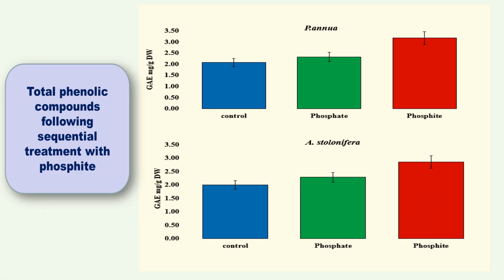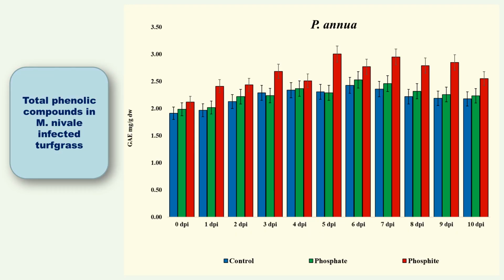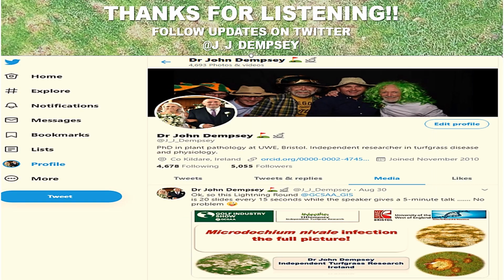What we also did then was we treated turf grasses sequentially with phosphate and found that following 6 months of these sequential treatments, these defense compounds were much elevated in the treated plants, as you can see in the red compared to the green and blue. So these defense compounds were elevated also in our infected plants. These are greenhouse samples. The phosphate pre-treated plants had much higher levels of defense compounds upon infection, and subsequently much lower levels of disease incidence.